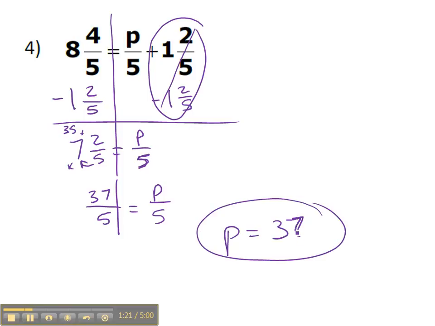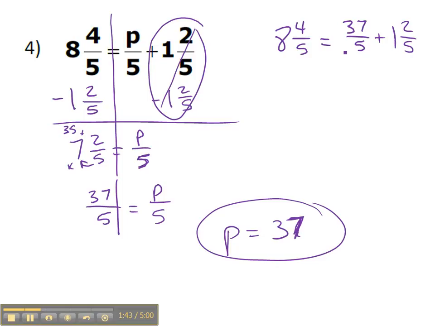If we had multiplied both sides by 5, you'd end up with the same result, and you can try that out for yourself. But we should always check our answer. So here's our original equation. 8 4/5 equals, we're saying that p is 37, so 37/5 plus 1 2/5.